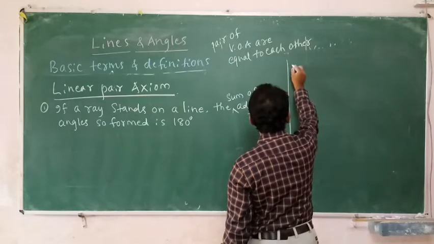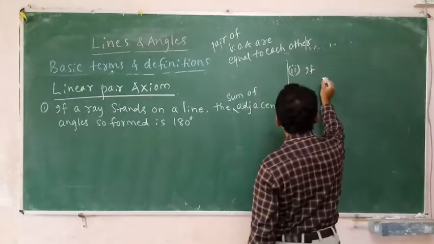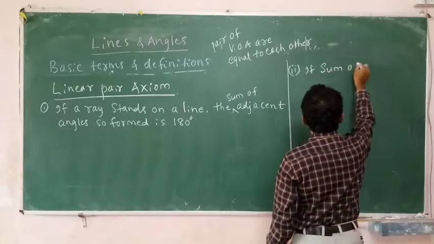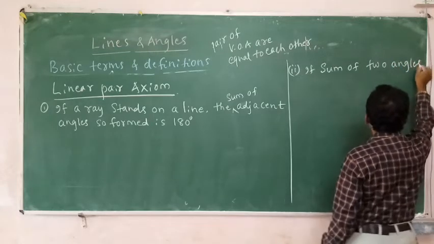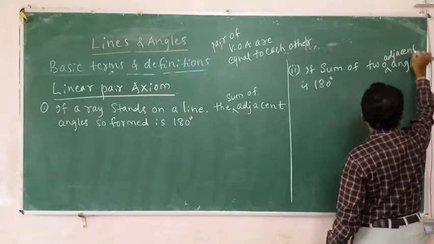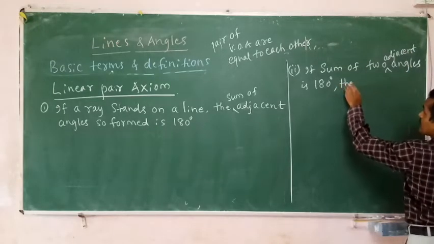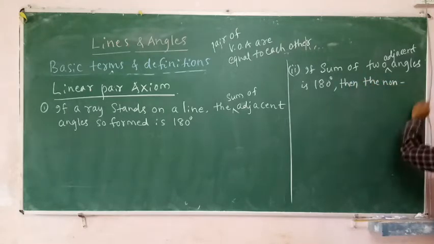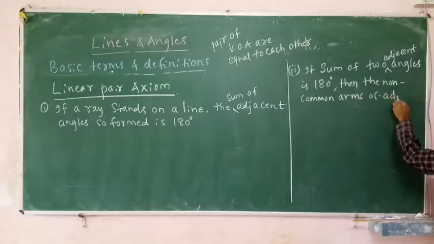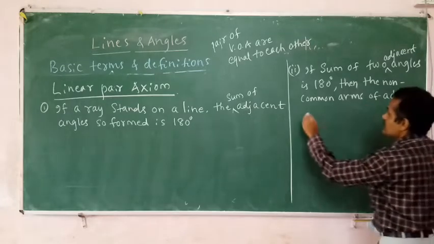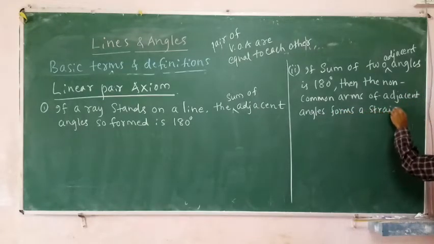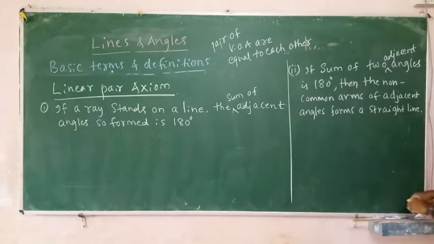Both are very important. The second axiom: if the sum of two adjacent angles is 180 degrees, then the non-common arms of the adjacent angles form a straight line. With this we will end.